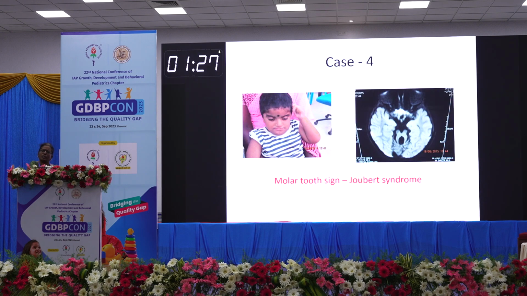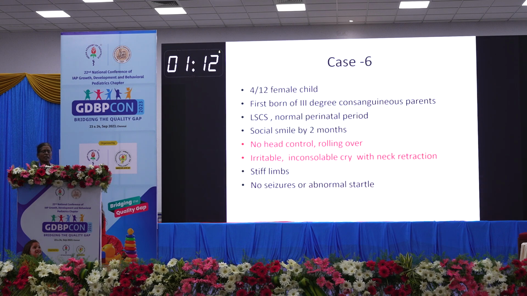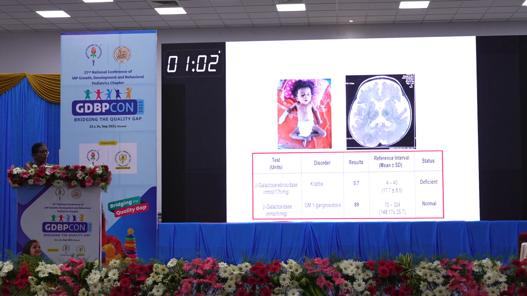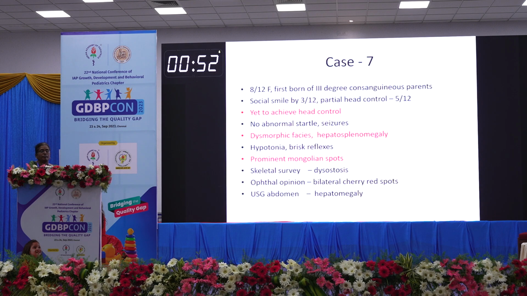Again, MRI may show typical abnormalities in certain cases, like in this child with global delay, autistic features, nystagmus, and seizures. The MRI shows a typical molar tooth appearance. This is Joubert syndrome. Another child did not attain head control or rolling over, irritable, inconsolable cry, neck retraction, opisthotonic posturing. This MRI shows white matter changes in the posterior aspect with some amount of thalamic involvement, and you can see that it is Krabbe's disease.